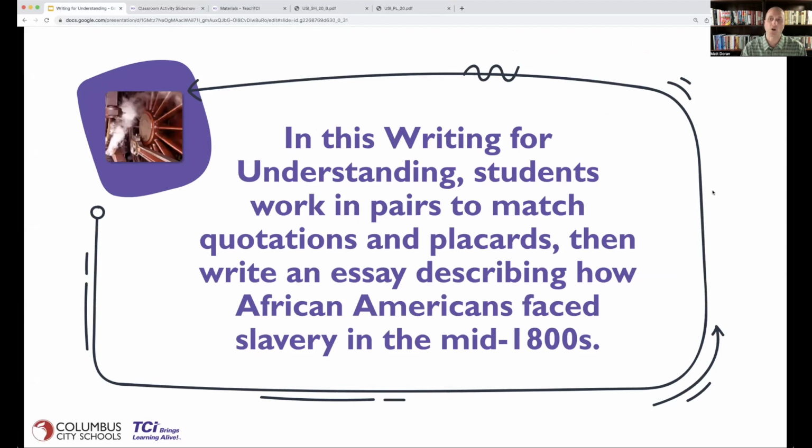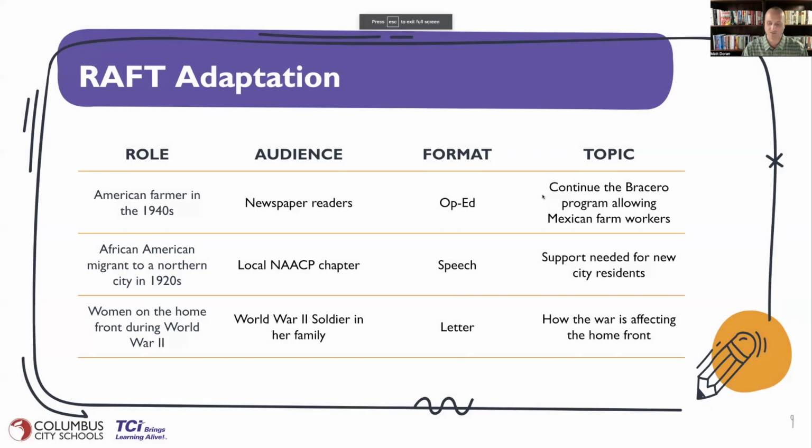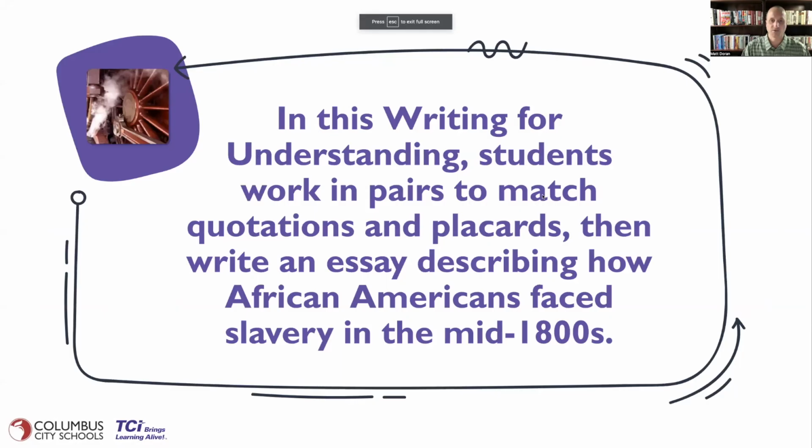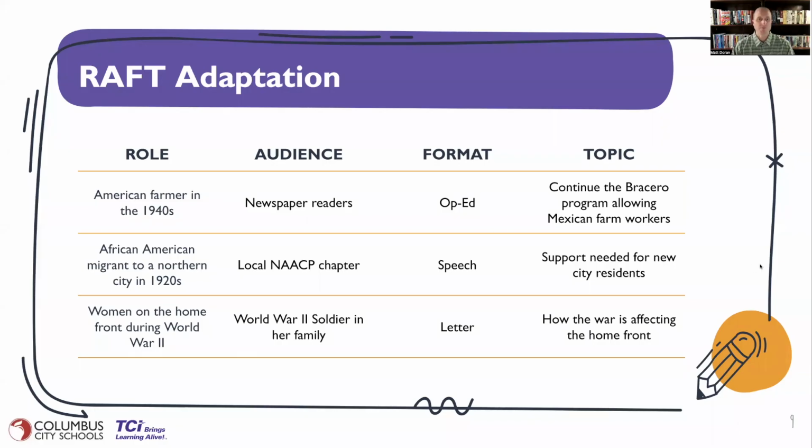So that's just one example, an in-depth look at a writing for understanding task. As you become more comfortable with the writing for understanding strategy, you will undoubtedly find ways to adapt it and make it work for you. Now, here's one way you might adapt the writing for understanding strategy, and this is outside of the TCI approach, but it's a tried and true approach called the RAFT adaptation.